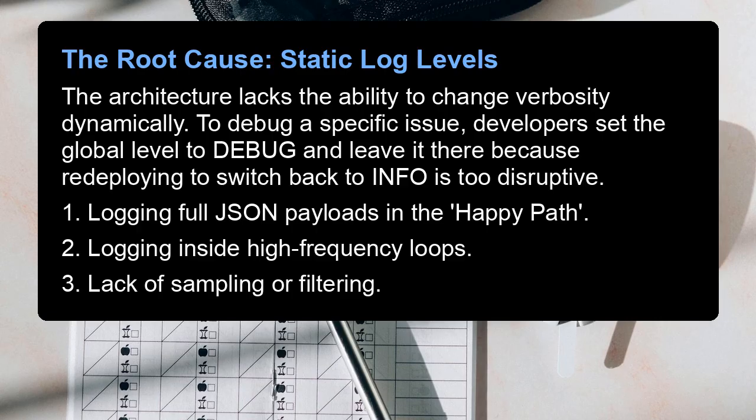The root cause, static log levels. The architecture lacks the ability to change verbosity dynamically. To debug a specific issue, developers set the global level to debug and leave it there because redeploying to switch back to info is too disruptive. 1. Logging full JSON payloads in the happy path. 2. Logging inside high-frequency loops. 3. Lack of sampling or filtering.